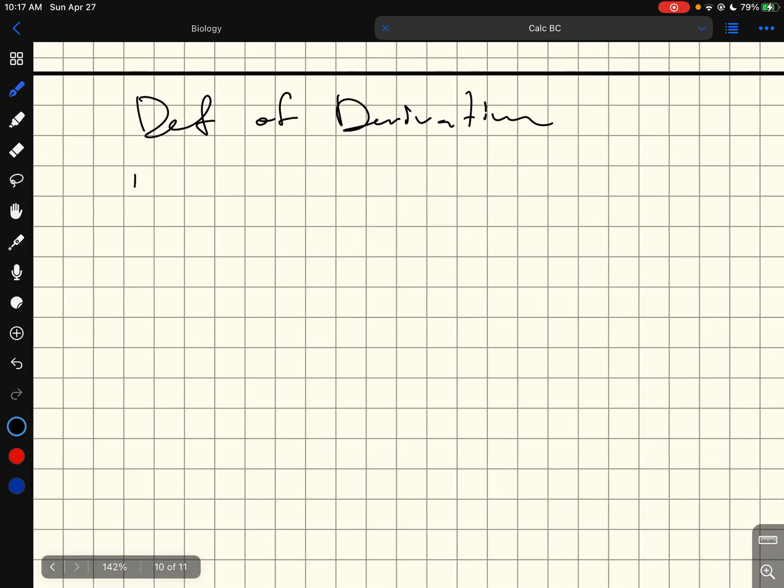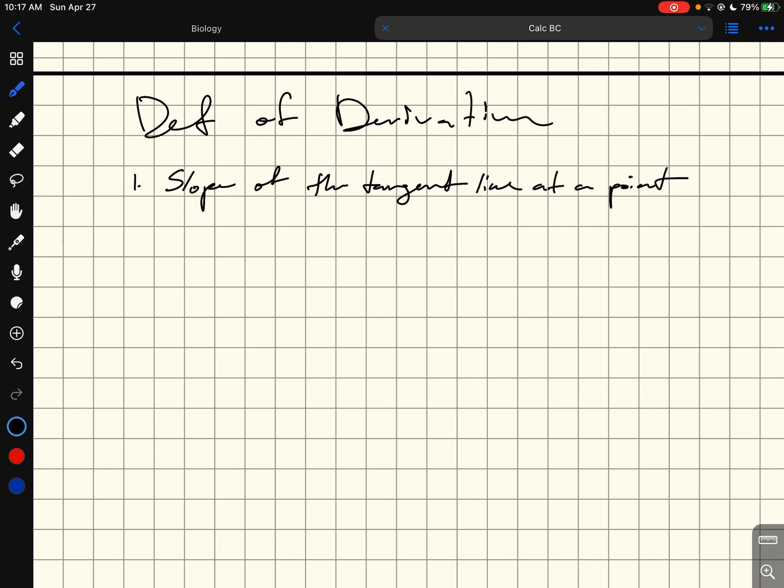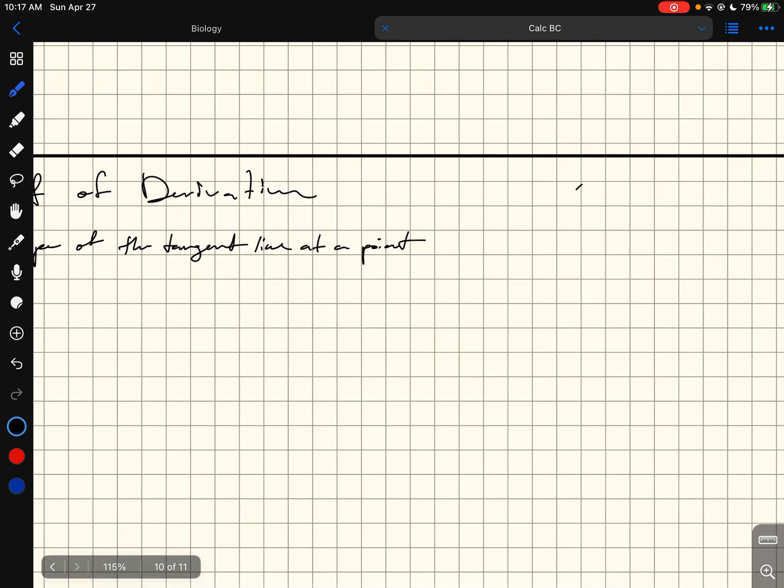There are a few. The first and foremost one that you should think of, and you should know by heart, is a derivative is the slope of the tangent line at a point. So what this means is you have your graph and you have your function. Ooh, ugly.